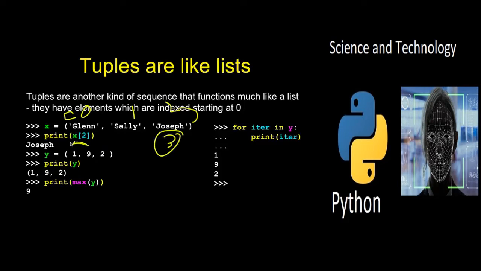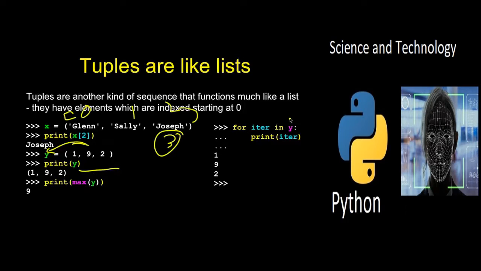You can assign, make a tuple here. This is the constant syntax for a tuple, and print that out, and the print statement shows you that this is a tuple, not a list, by showing you round parentheses, and a whole bunch of functions that work with lists work the same way with tuples.